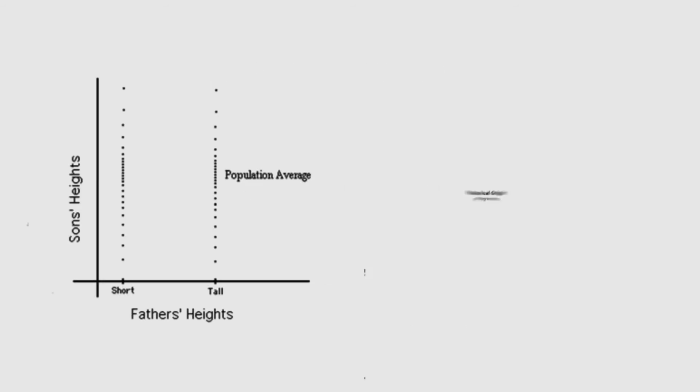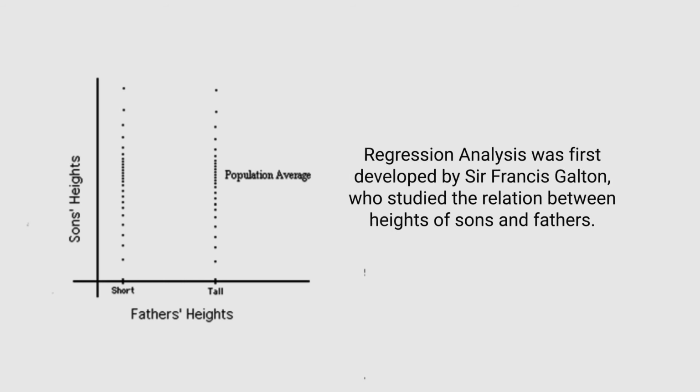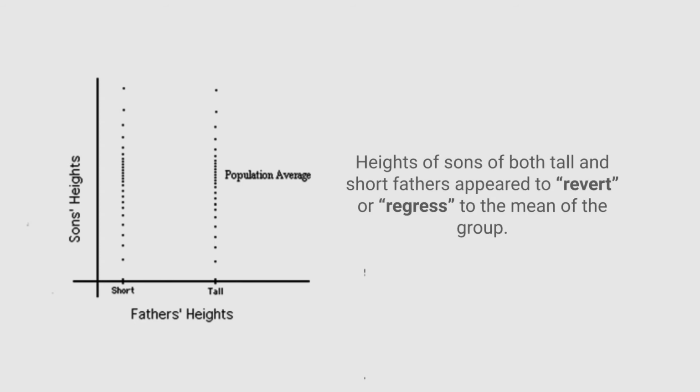And the historical origin of regression analysis: it was first developed by Sir Francis Galton, who studied the relation between heights of sons and fathers. Heights of sons of both tall and short fathers appear to revert or regress to the mean of the group. On one axis we have taken the father's height, on the other axis the son's height, and the population average is going to be calculated by that.